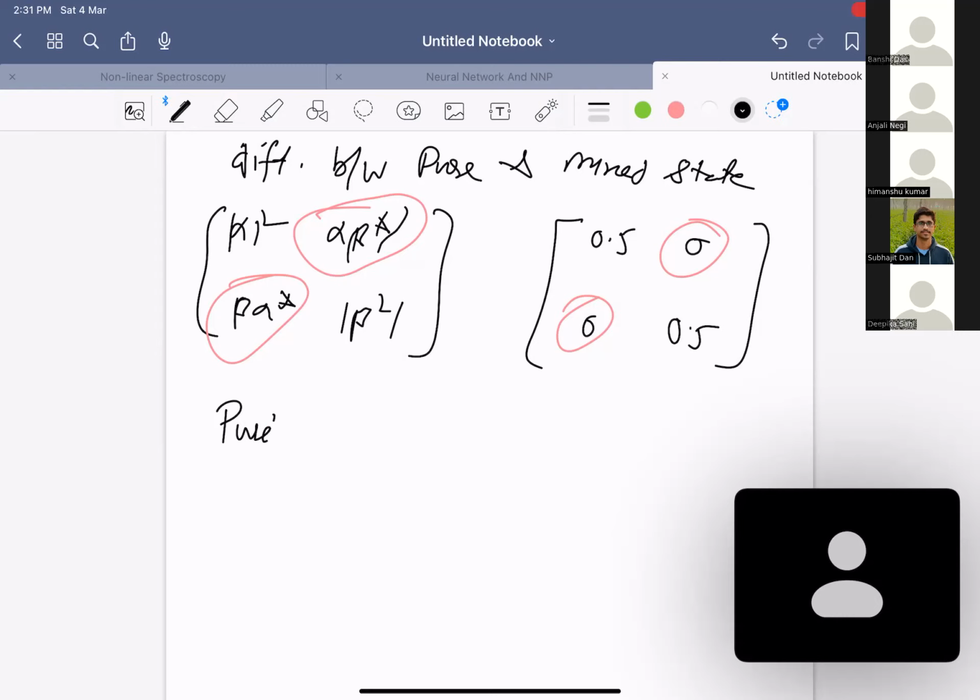But the thumb rule is, the bigger these off diagonal elements are, the purer is the state, and the lesser these off diagonal elements are, the more mixed the state is, and it can be mathematically defined through this purity. I think there is some confusion from my side.